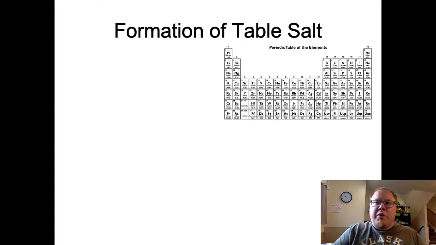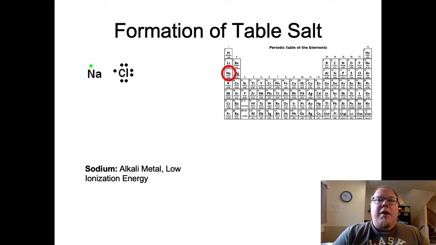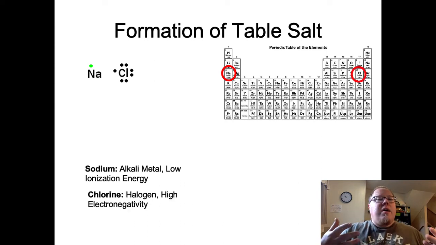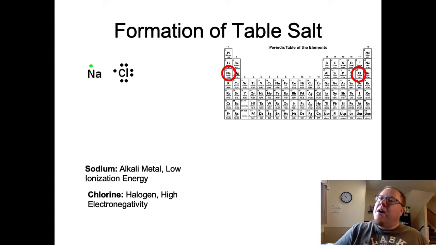Formation of salt. This is also something we talked about before the break. So sodium, okay, is a metal. It is here on the periodic table. It has a low ionization energy. It wants to lose electrons. All right? Chlorine, on the other hand, is a halogen. It is a nonmetal. It has a high electronegativity. It is more likely to gain electrons. So sodium has 1 valence electron and chlorine has 7.